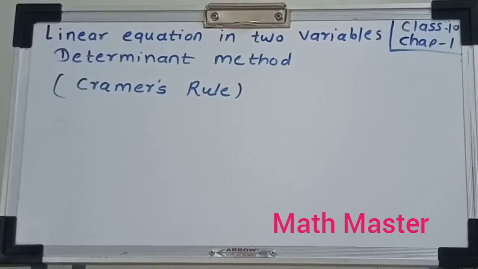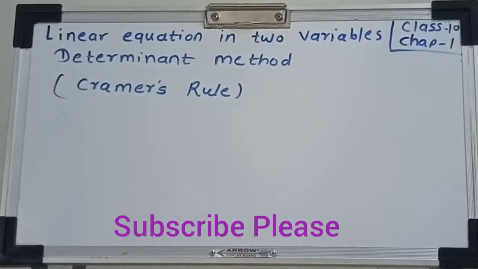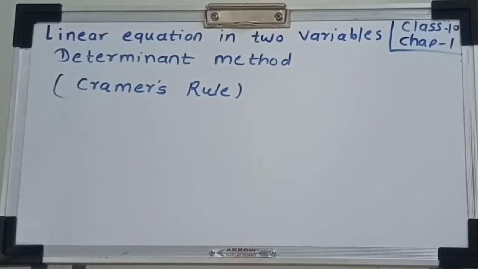Hi friends, today we see linear equation in two variables. What is a linear equation in two variables? We solve this by using the elimination method, the graphical method, and today we solve it by the determinant method, also called Cramer's rule. This is from standard 10, chapter number one, linear equation in two variables, and we find the solution of linear equations by various methods.